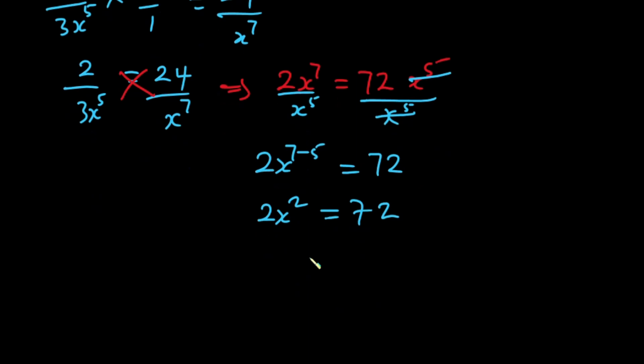Alright, so now we can divide each side by 2. So we have here by 2, then here by 2. This one will cancel this, so we have x to the power 2 is equal to 72 divided by 2 is 36.